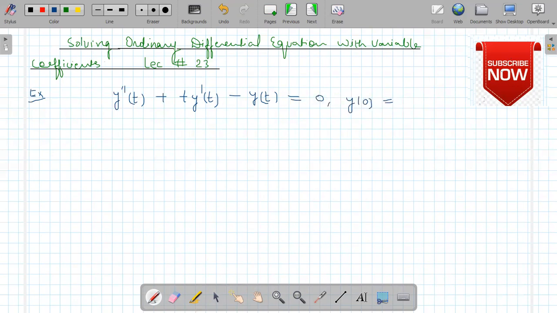With y(0) = 0 and y'(0) = 1. So here you can see the coefficient of y' is t, which is a variable, and we are given these two initial conditions. As usual, the method of finding the solution is the same. We take the Laplace transform of this equation, both sides.